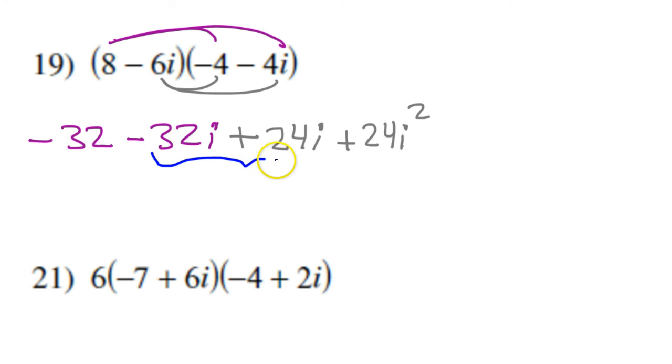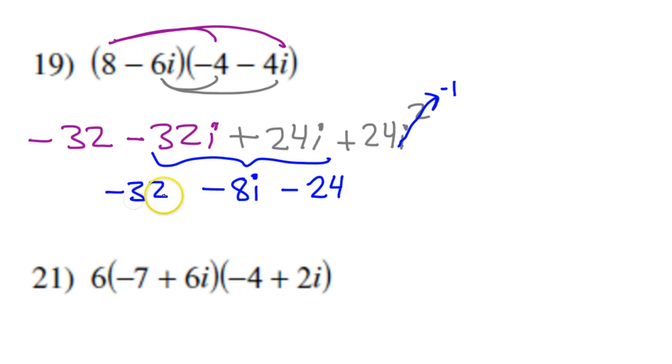All right, as you combine these like terms, you're going to get negative 8i. Remember that i squared is negative 1. So that's going to change this to a negative 24. And bring down your negative 32. All right, just combine these two, and you're going to get negative 56 minus 8i.